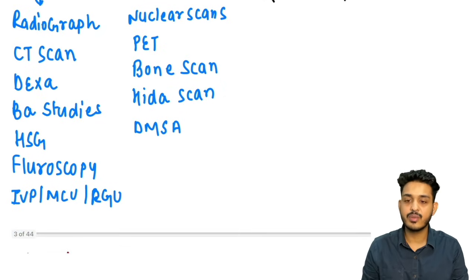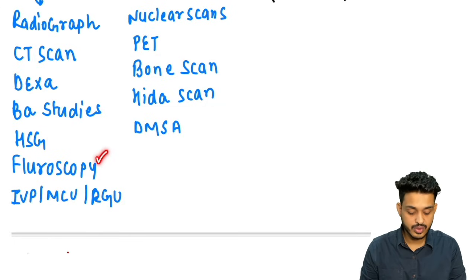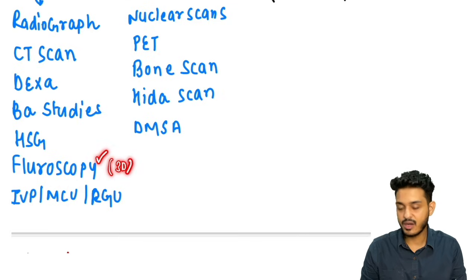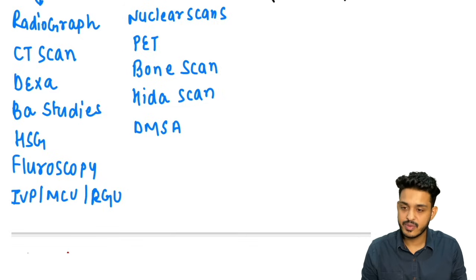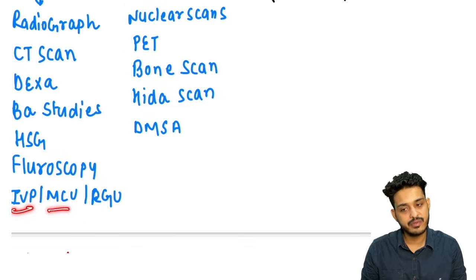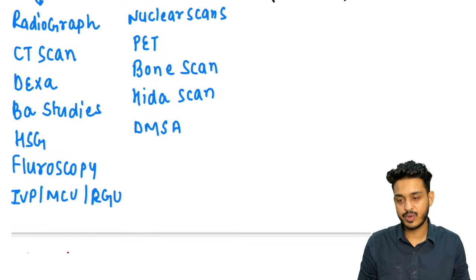We are going to learn about hysterosalpingography, where we see the fallopian tubes. Fluoroscopy is a live X-ray. We can also do IVP, MCU, and RGU with the help of X-rays. I am going to make you understand what these are.